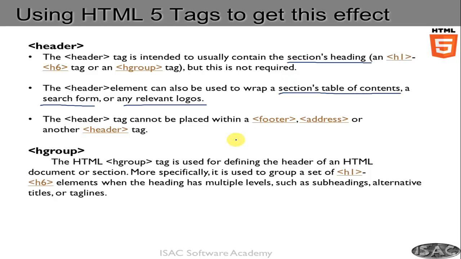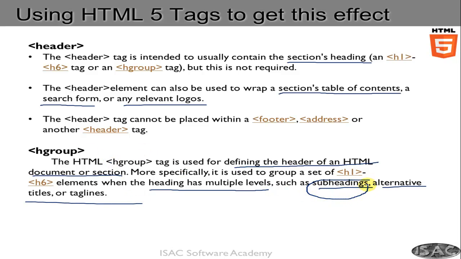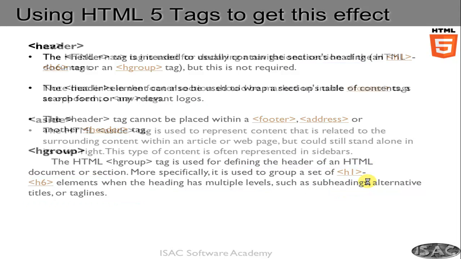Now the hgroup tag is used for defining the header of an HTML document or section. More specifically, it is used to group a set of elements when the heading has multiple levels, such as a subheading or alternative title or tagline. So that is what hgroup is. It is used mainly for subheading creation. So this is called hgroup.